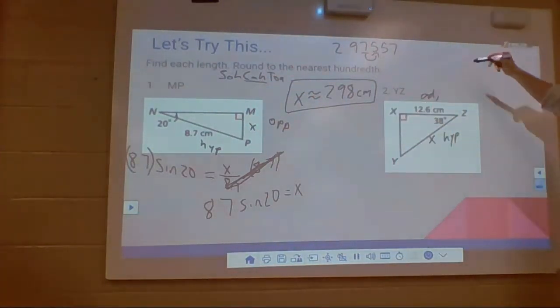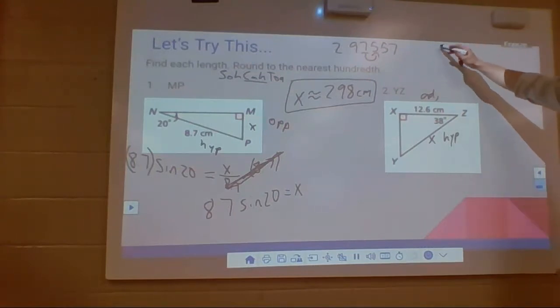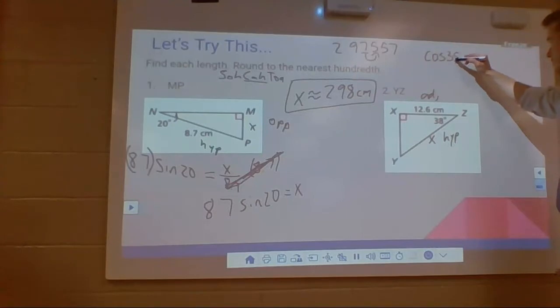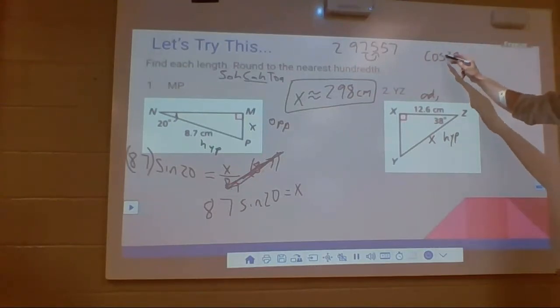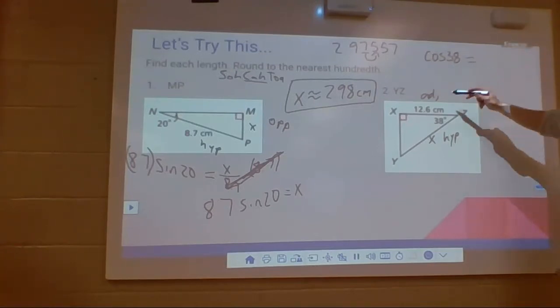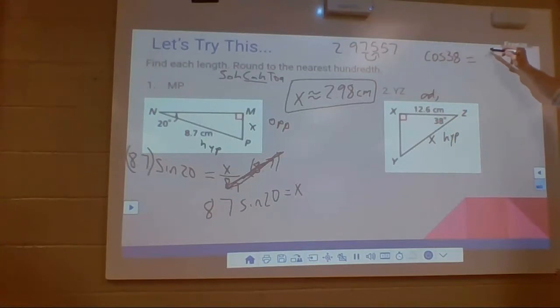All right, so here's what I'm going to say. I'll work up here. I'm going to say the cosine of 38. So we use the angle next to the trig ratio. Cosine of 38, so the angle, equals adjacent over hypotenuse. Well, what's the adjacent? It's 12.6 over x.